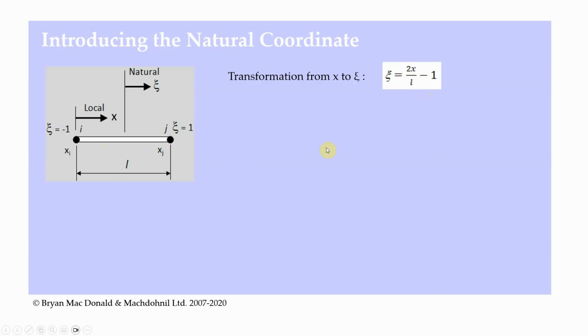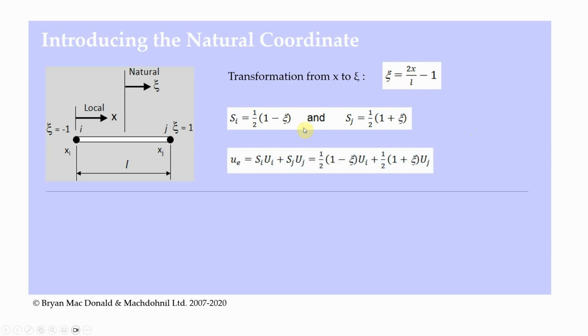So what that then has the effect of doing is it changes the shape functions into their natural form, which gives us si is a half 1 minus eta and sj is a half 1 plus eta. So these natural linear shape functions have the same properties as linear shape functions as we discussed earlier. And again, our displacement distribution then will be the same as before. So the displacement at any point of the element will be si ui plus sj uj. And again, we just replace si with half 1 minus eta and sj with half 1 plus eta.